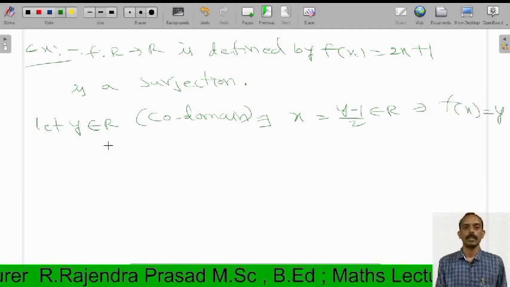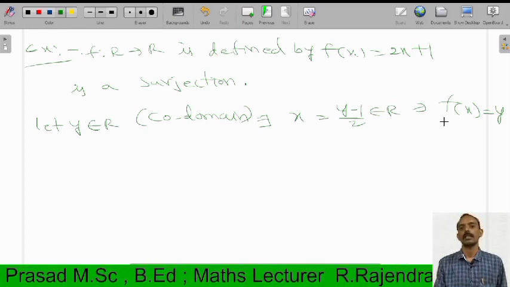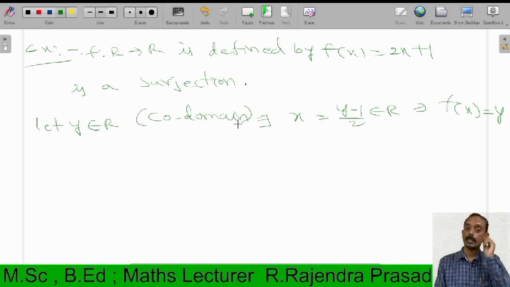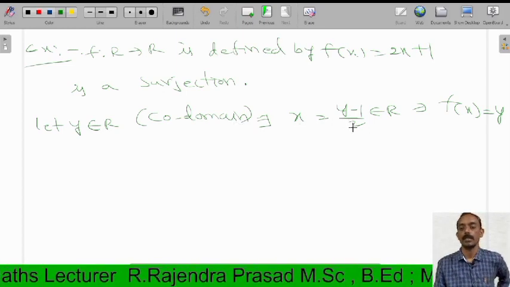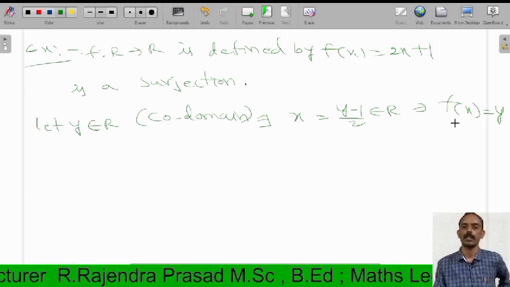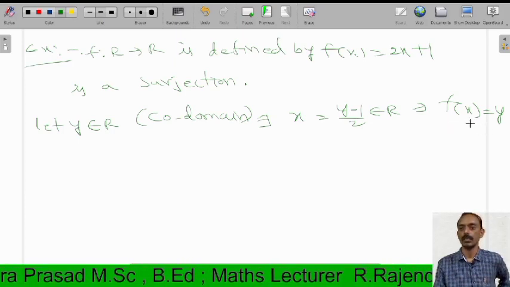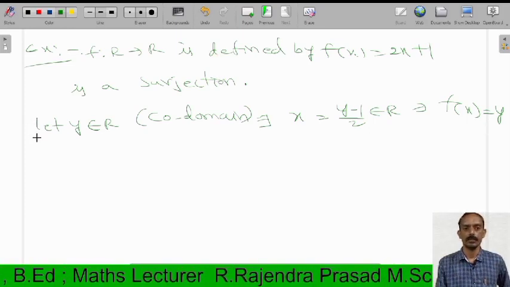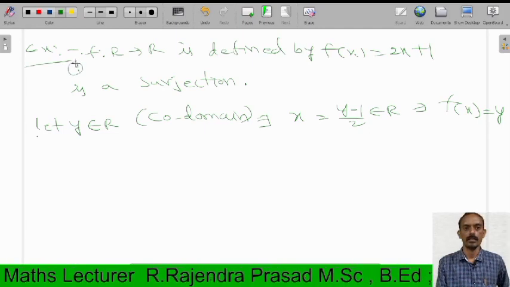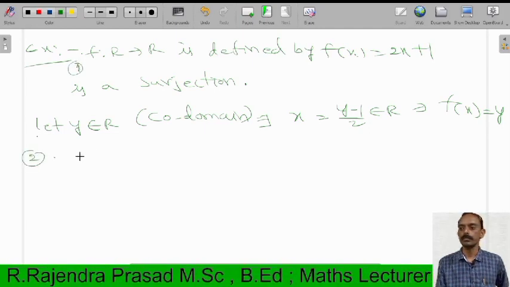B లో ఉన్న ప్రతి ఎలిమెంట్‌కి A లో ఒక ప్రీ ఇమేజ్ ఉన్నట్లయితే, f of x ఈక్వల్ టు y అంటే రేంజ్ ఈక్వల్ టు కోడొమైన్. Range equal to codomain. Then f is a surjection. This is one. Next, second one.